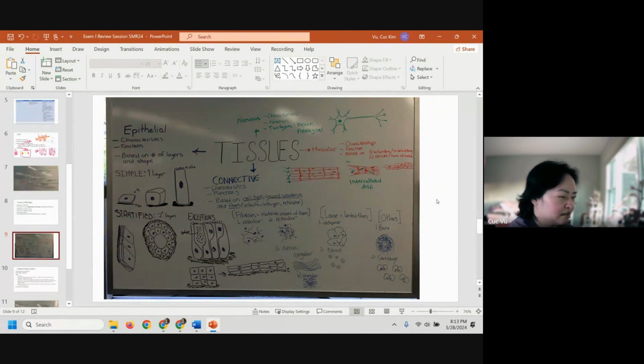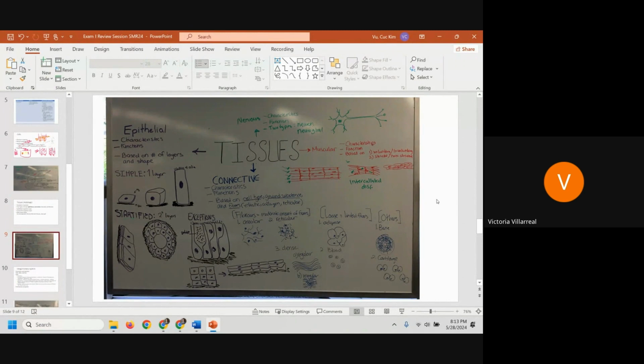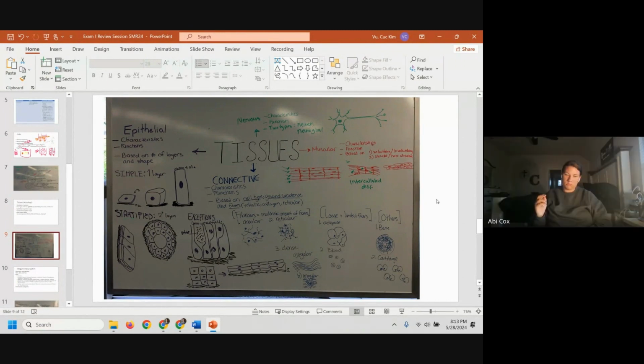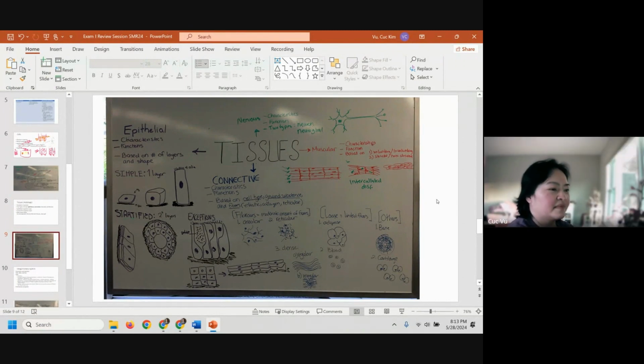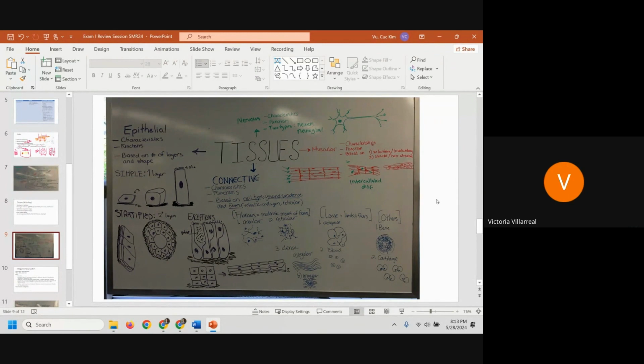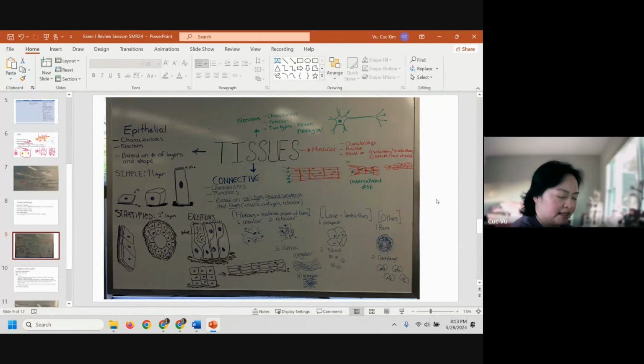It absorbs. Absorption. Like UV rays. Yep. It allows for absorption. Yep. Allows us to absorb substances, but it also allows us to absorb the UV rays so that we can do what? Why is UV ray absorption important? For Vitamin D synthesis. That's right. Vitamin D synthesis. Great.